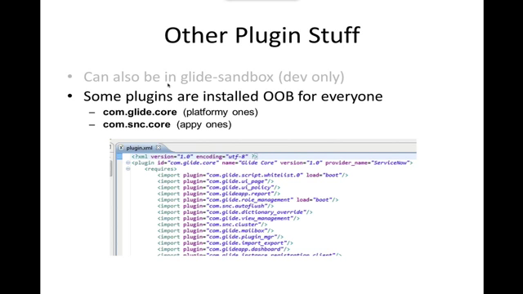All right, a bunch of plugins get installed out of box for everybody. We have a set of platform plugins, we have a set of application plugins, and the list of those plugins get defined in two sort of meta plugins, com.glide.core and com.snc.core. These are two plugins that don't have any of those optional plugin directories that I told you about. All they have is a plugin.xml file, which lists a laundry list of dependent plugins.